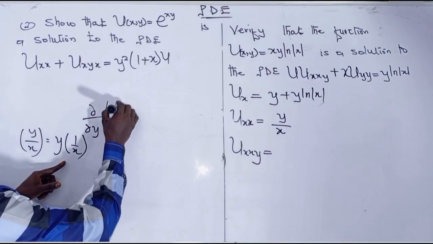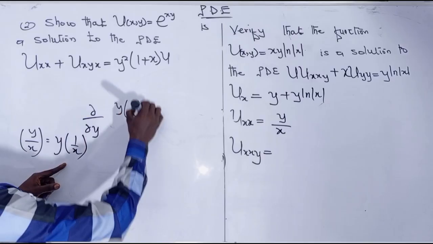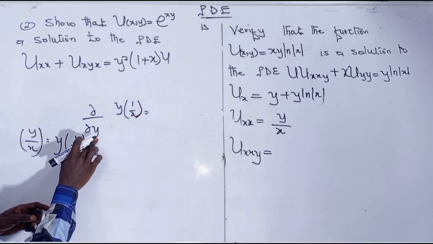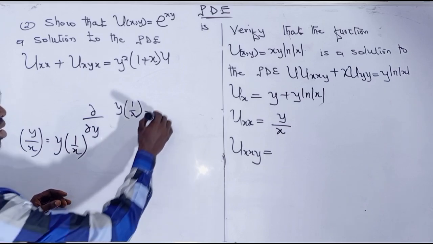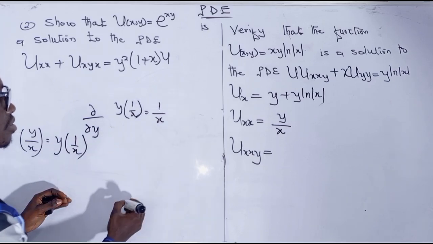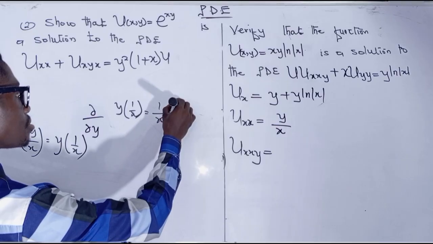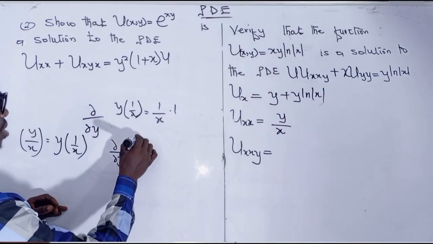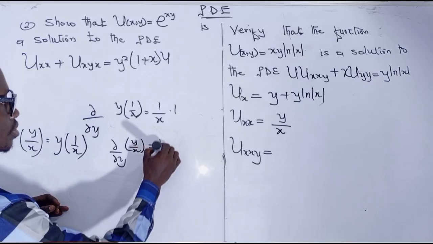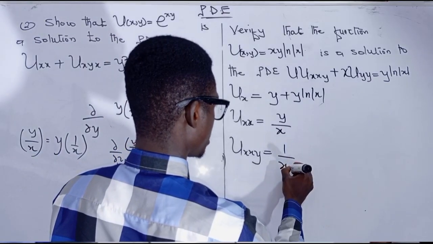If that is the case, then I'm going to write it in that particular form. I'm going to write it as y multiplying 1 over x. Since we are differentiating with respect to y, 1 over x becomes a constant. So we have 1 over x. Then we differentiate y with respect to y. We are getting 1. So del y of the function y over x is equal to 1 over x. So we have here to be 1 all over x.